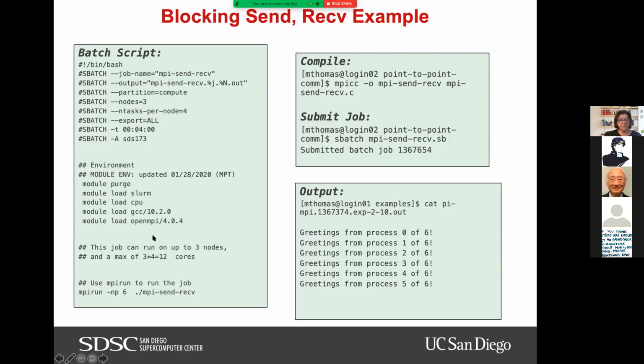And there we are. This example, three nodes, one task per node. You can play with these and you'll get an idea of the communication. Notice this is between multiple processors. And there's the output. And here's how you submit the job: batch MPI send receive.sb, and you get the job ID. So you'll see this pattern all the way through our examples.